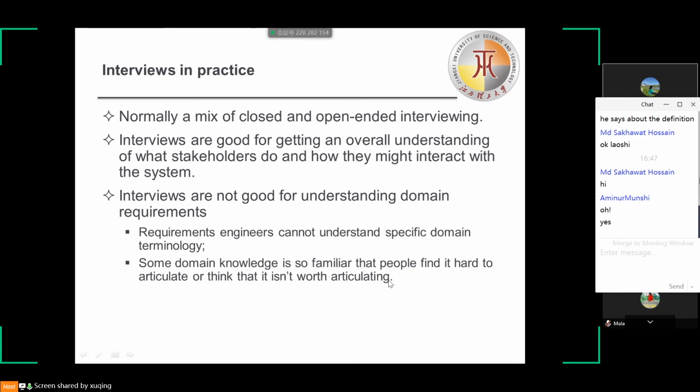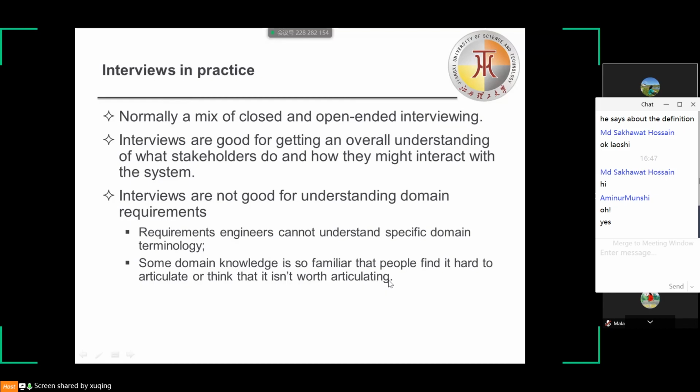This part is for the interviewing. We have said that we have two types of interviews: closed interviews and open interviews. To be effective, we need to be open-minded. We should also prepare some springboard questions or requirements proposals. However, it can be difficult to elicit domain knowledge through interviews, as we have seen for several reasons.